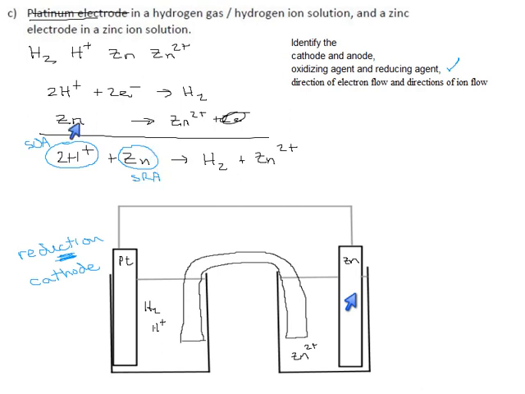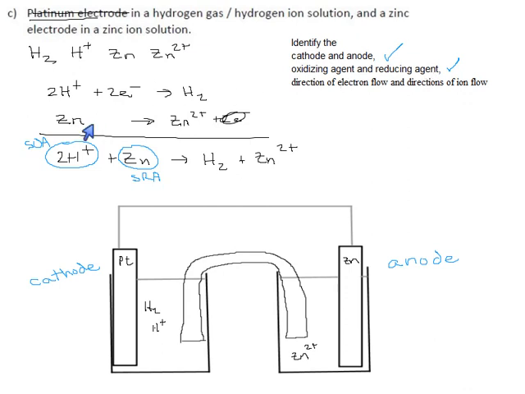Or you could say zinc is being oxidized. Oxidation has an A in it. This side must be the anode. Okay. So remember here, I'm not talking reducing agent. I'm saying the reduction reaction is on this side. That goes along with the cathode. So cathode and anode, done.